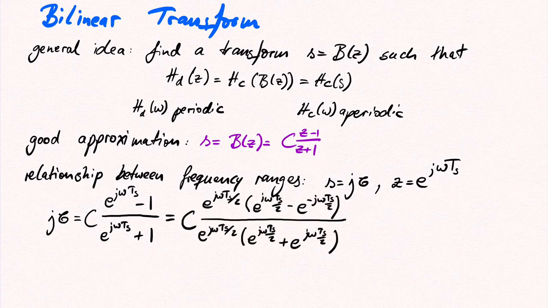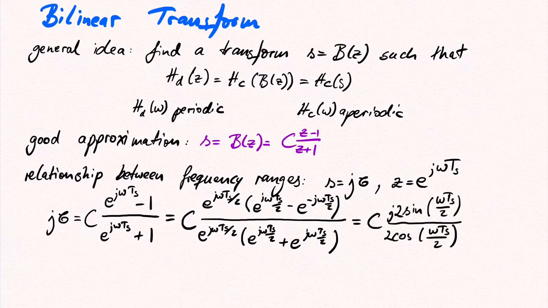This expression can be rewritten slightly such that the complex exponentials e to the power of j omega Ts half cancel out, and by Euler's formula the two remaining complex exponentials in the numerator are equal to j times 2 times the sine of omega Ts half, and the two complex exponentials in the denominator are equal to 2 cosine omega Ts half. This yields the final expression that the frequency of the continuous time filter sigma is equal to c times the tangent of the frequency of the discrete time filter omega times Ts divided by 2.